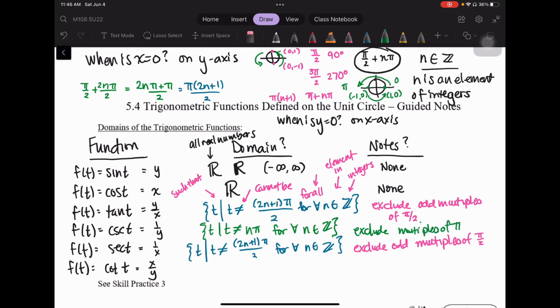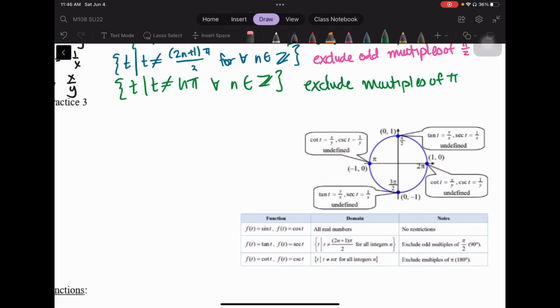The same is true for cotangent because y is in the denominator there as well. T such that t cannot equal n pi for all n in Z. We exclude multiples of pi. Here is the domain information. Sine and cosine don't have any restrictions. Tangent and secant are odd multiples because that is when you have pi over 2 or 3 pi over 2 when x is 0. And then cotangent and cosecant when y is 0, you have n pi. So your multiples. And notice that that happens on the axes only.